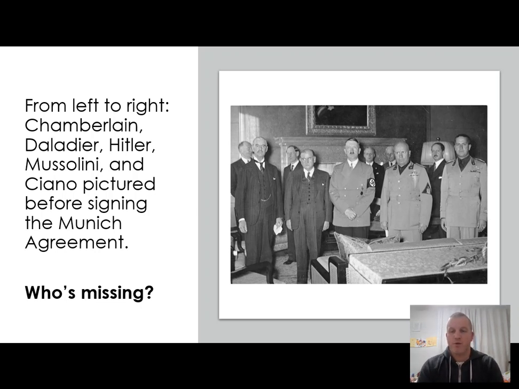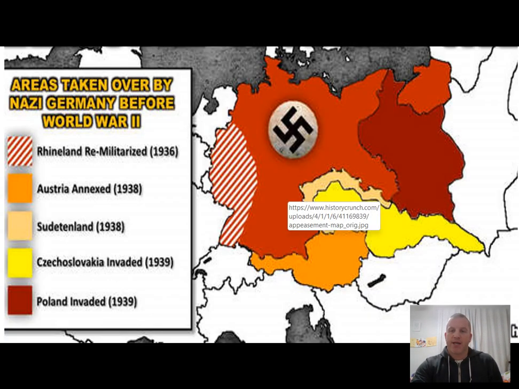The other big player in Europe that's not there, you'll notice, is Stalin. So the Soviet Union weren't invited, and Stalin really takes that personally. Stalin is viewing what the West are doing, so what Britain and France are doing, and he's starting to take that personally, because if you look at the map, Hitler is starting to head eastwards.